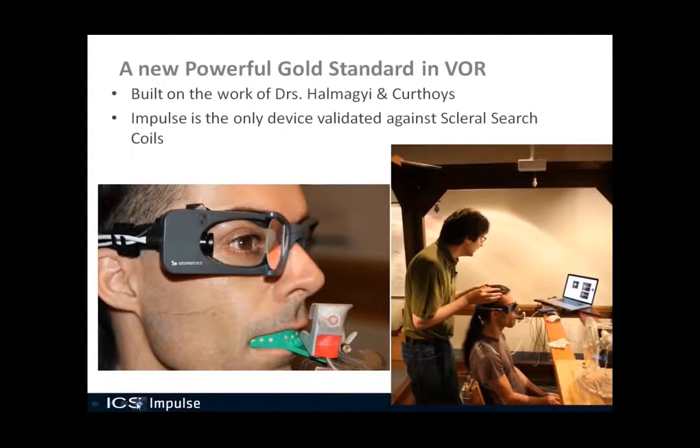As you see here in the picture, the new powerful gold standard for vestibular ocular reflex, the ICS Impulse, was built on the work of Drs. Halmagyi and Curthoys. Impulse is the only device validated against scleral search coils at the time of this video. What you see here is the ICS Impulse goggles, and then on the patient's eye is the coil, and then the bite bar to measure the patient's head movement. And then you see here the full system being set up so that they were simultaneously collecting coil data along with goggle data.